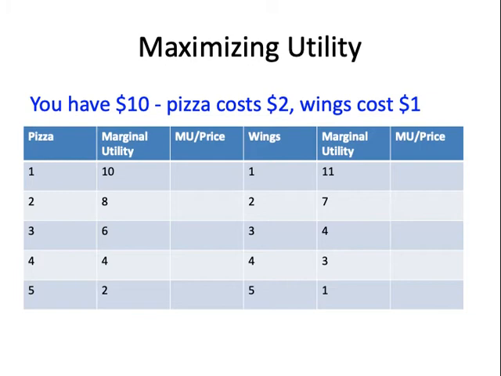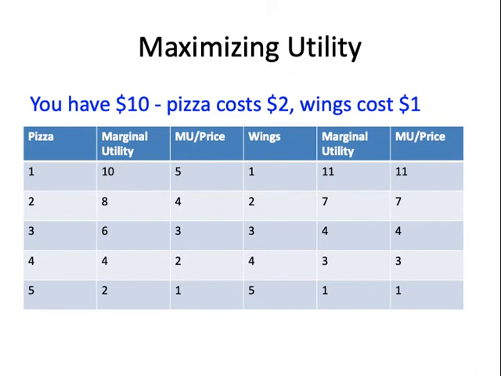So hopefully you've done that now, and so you should be able to take a look. If my first pizza gave me 10 marginal utility, but it cost me $2, my marginal utility divided by price should be 10 divided by 2. So I have 5. 8 divided by 2 is 4, 6 divided by 2 is 3, 4 divided by 2 is 2, 2 divided by 2 is 1, etc. In the same token, that one wing gave me 11 marginal utility, so 11 divided by 1 is 11, 7 divided by 1 is 7, 4 divided by 1 is 4, etc. And so now we have data we can actually use.